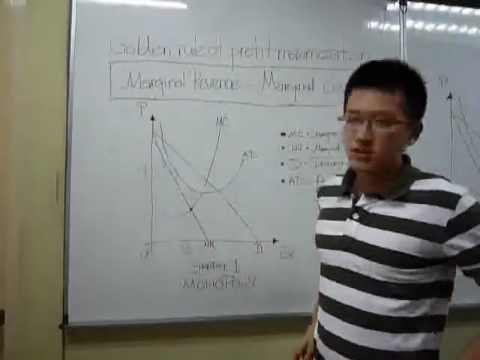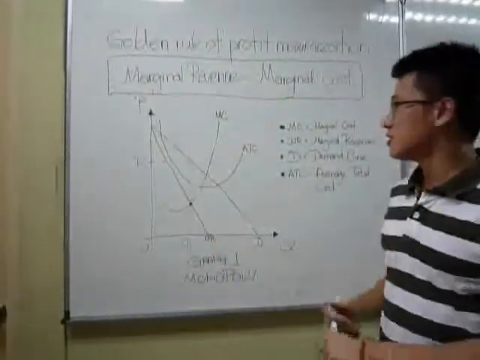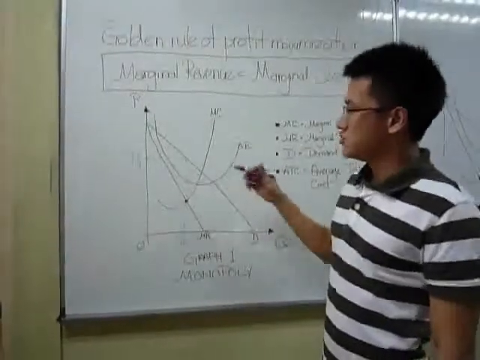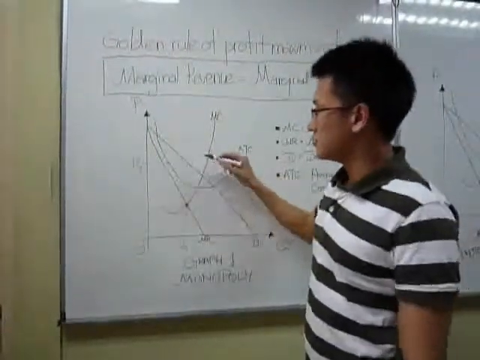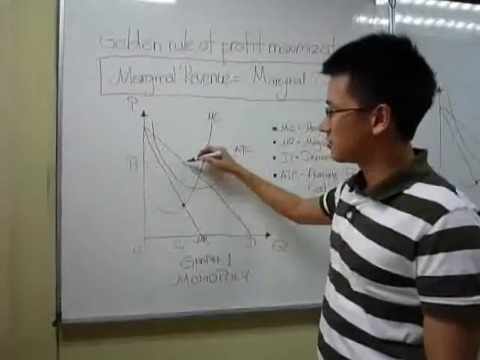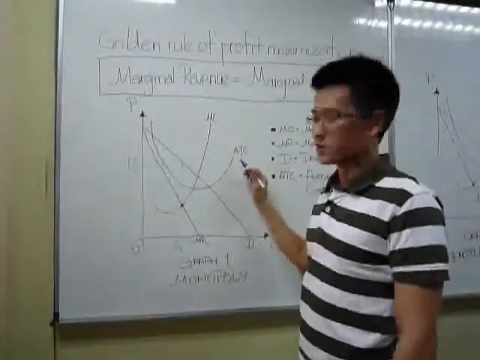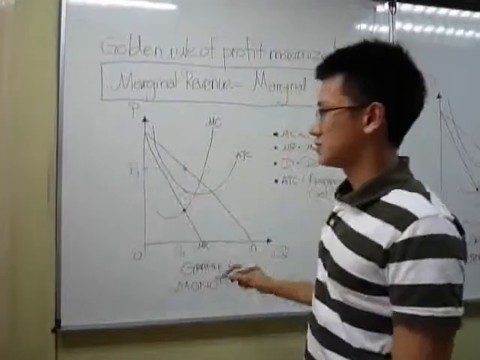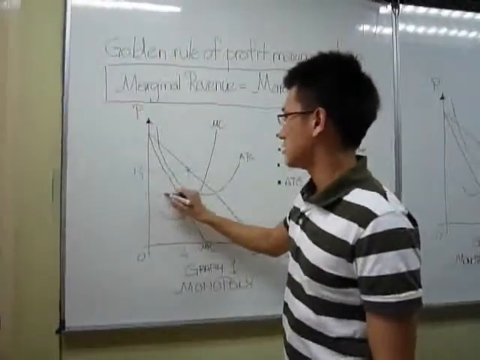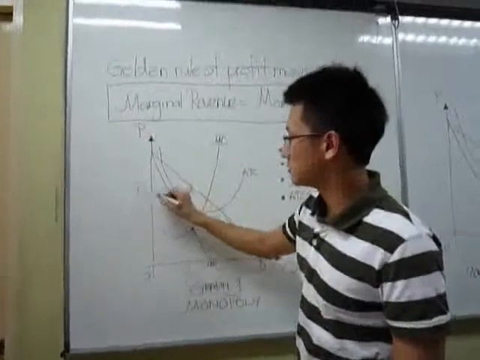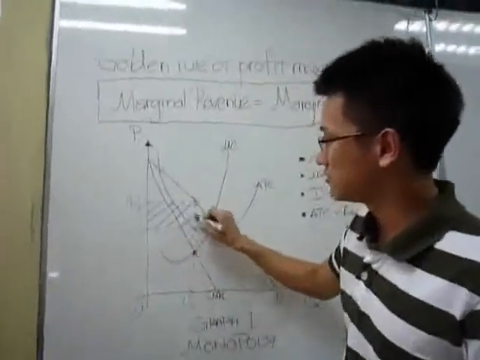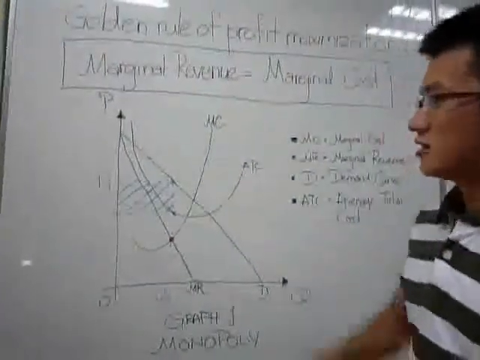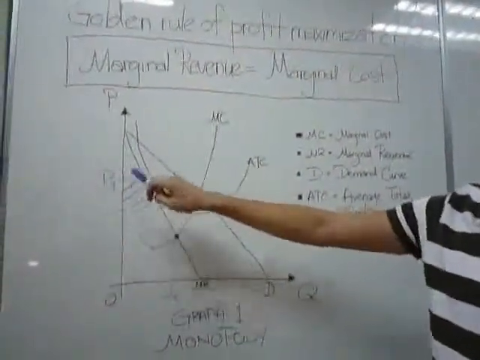So now we know what price should be set for our product and how much we should sell. So how do we determine the profit in the graph? Well, in order to determine profit, you have to look at the vertical distance between the demand curve and your average total cost curve, which is this. So here, you can now determine the profit over here. This is where the firm makes the most profit.